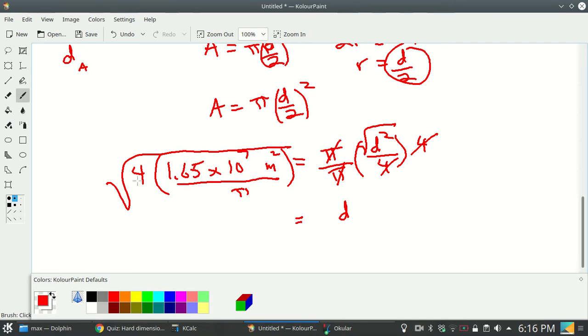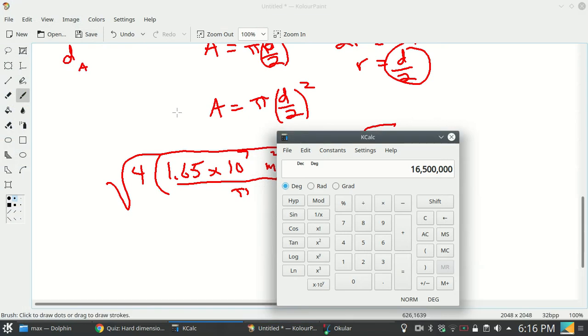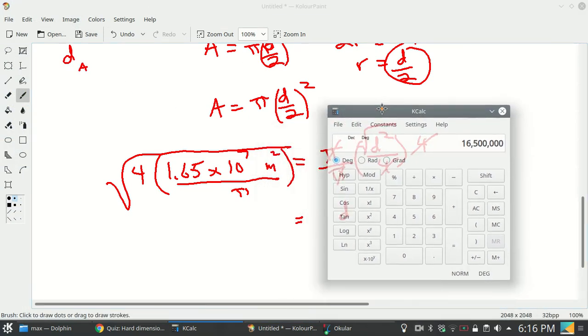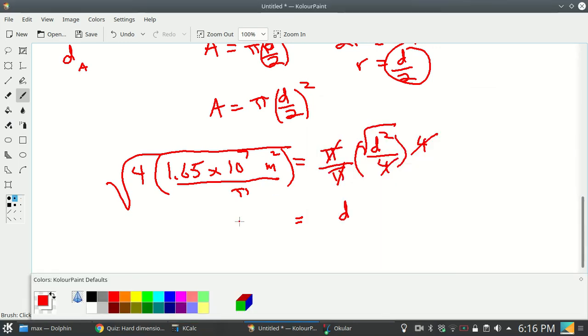So this stuff is going to be multiplied by 4, and then it's going to be square rooted. Oh good, I still have this number in here. Square rooted. So I got 8124. Actually, 8120 for sig figs. Only 3 sig figs there. All right, so that's how many meters diameter A is.